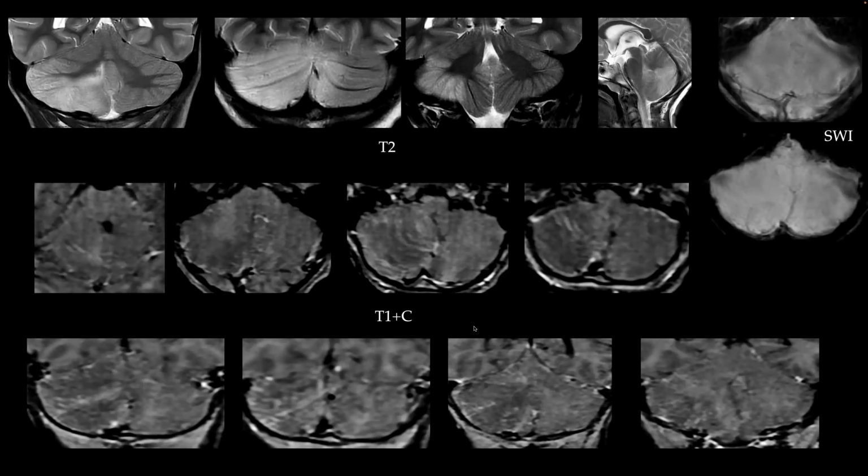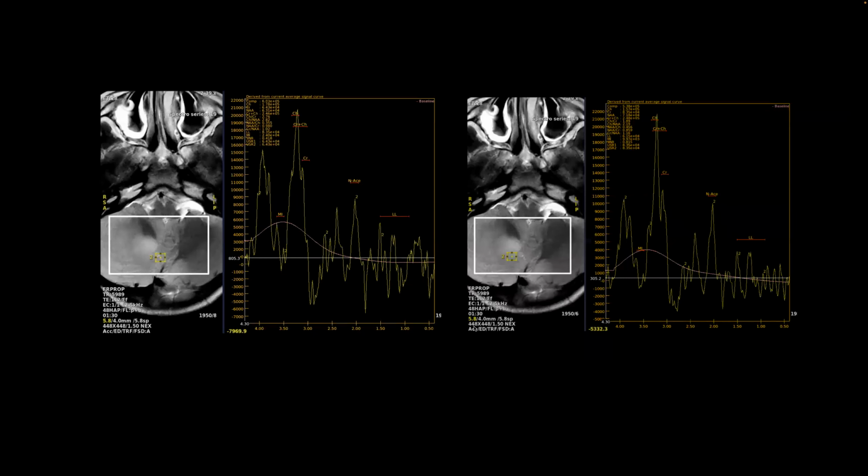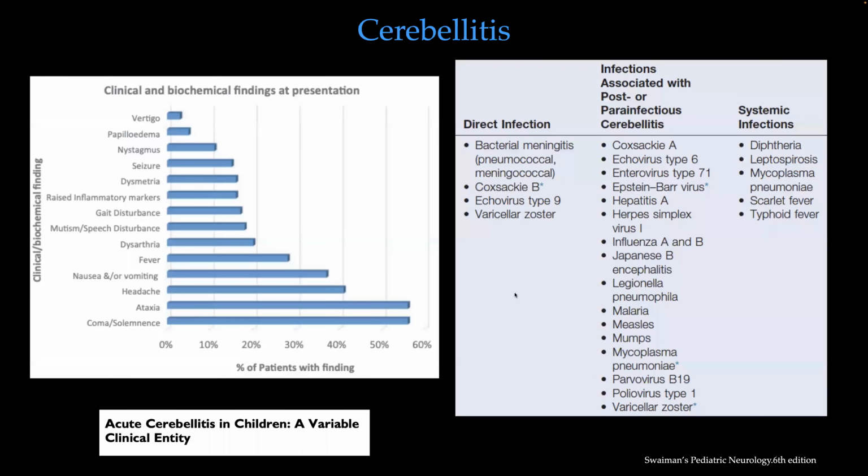So, based on the presentation, and the spectroscopy here, we have an elevated choline with a lipid lactate peak. This is, I think, a short TE. The NAA is reduced, whereas the creatinine is normal. So I think the clinical question was whether it is a mitochondrial disorder or acute cerebellitis. The initial differential, based on the present imaging, I would think of cerebellitis.